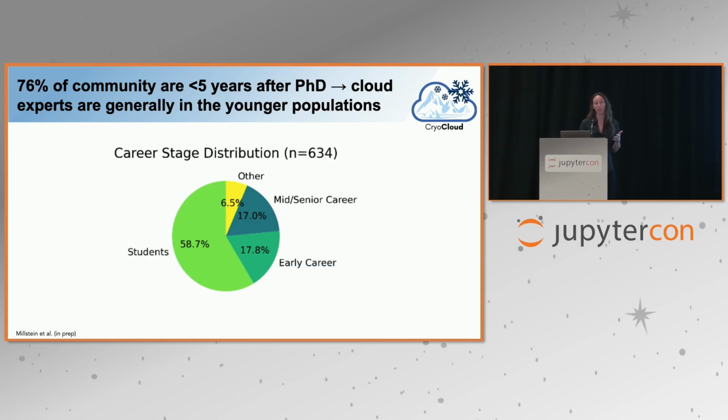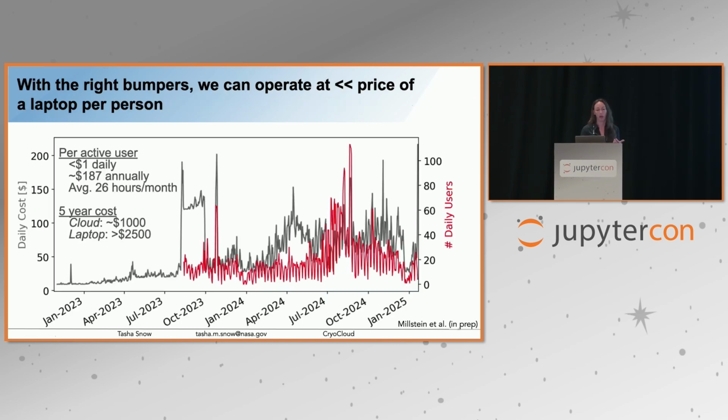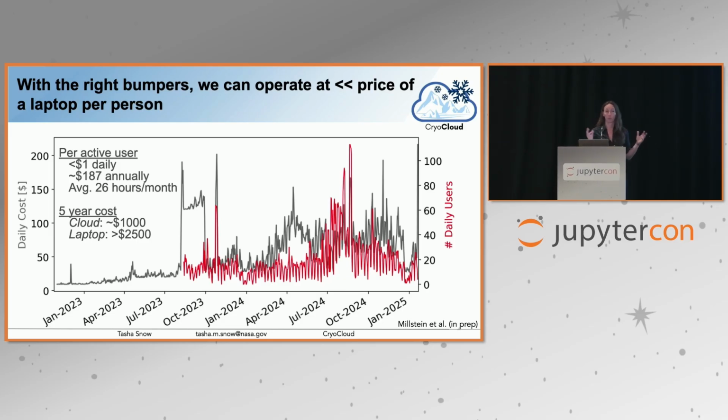And so a lot of the expertise is in younger populations, and we need to be incorporating them in decision-making to be making the right decisions around the cloud. Another thing that we found is with the right bumpers, we can operate for research purposes at much less than the cost of a laptop per person.